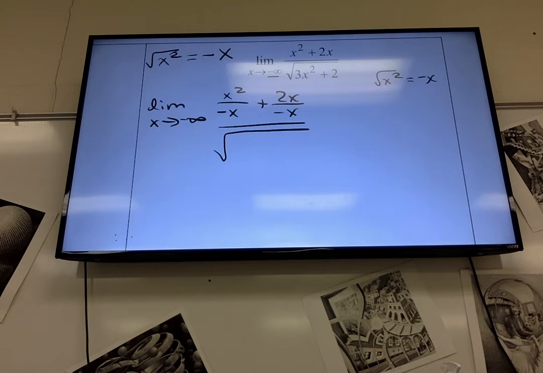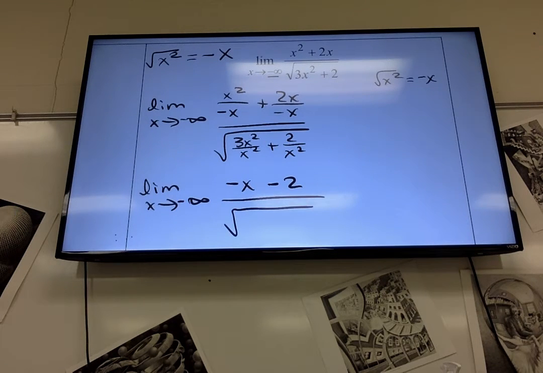Are we okay? So it's the square root of 3x squared over x squared plus 2 over x squared. She's being mean. She said, you know what, let me get it by myself. Well, I think yesterday I said that. You did. So that would become negative, the square root of 3 plus 2 over x squared, over 1 minus 2 over x.